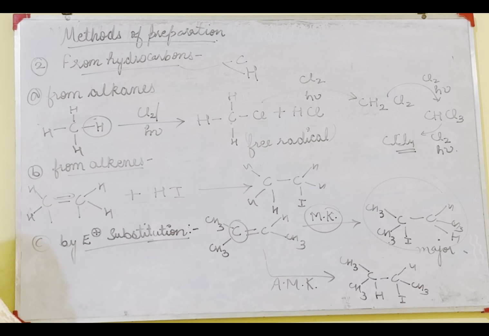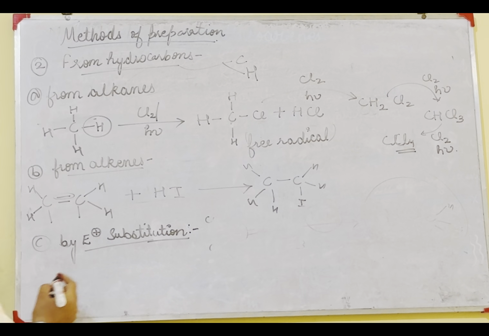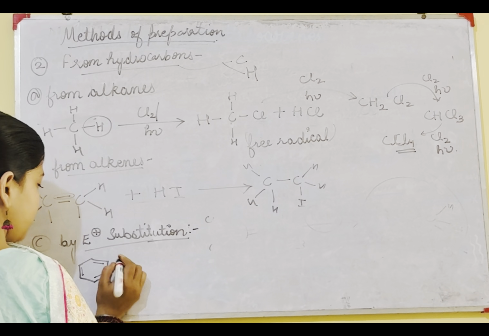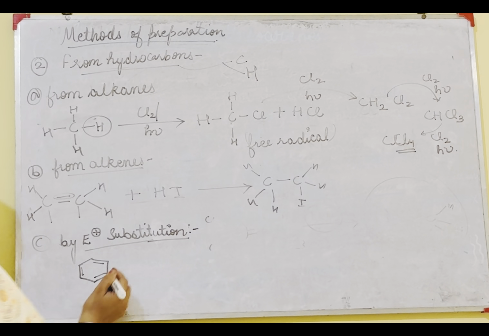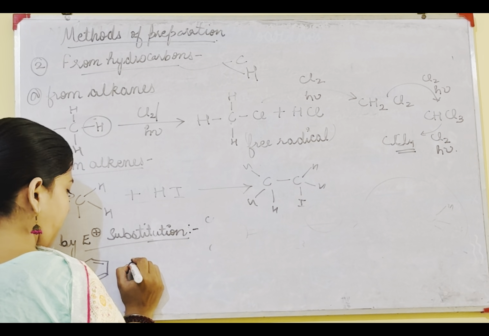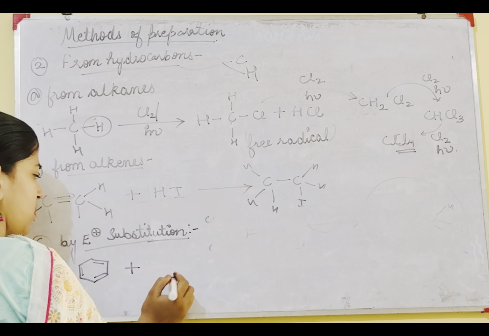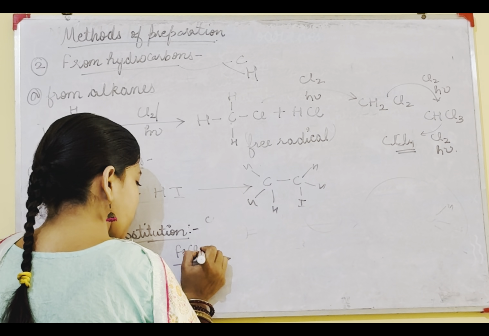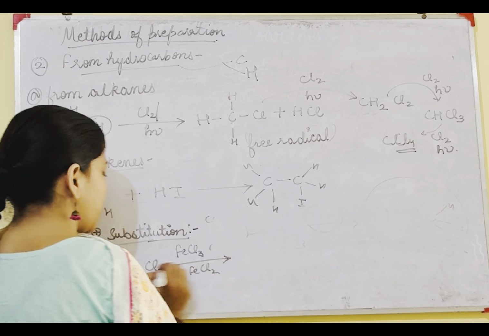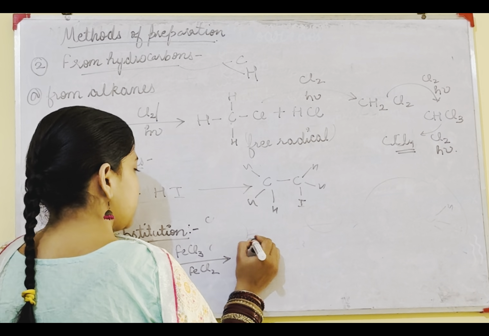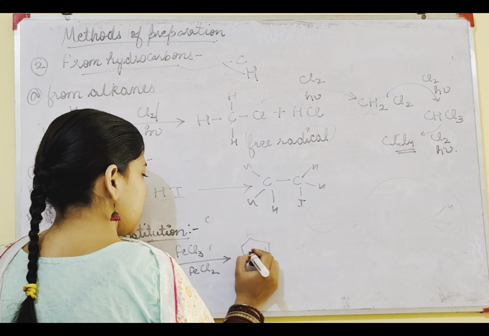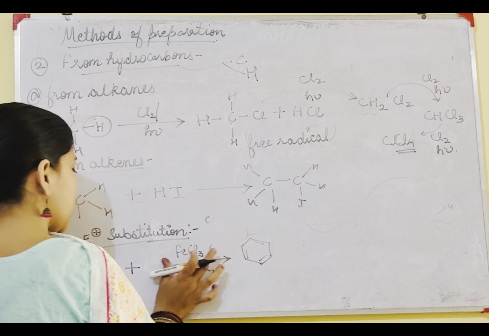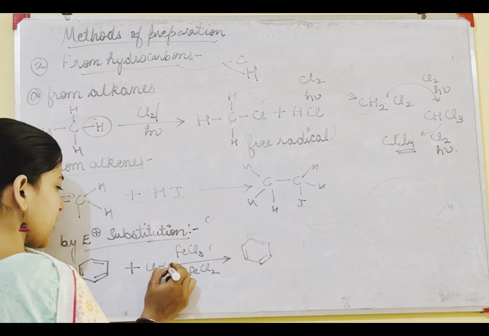Now come to electrophilic substitution. This will take place in benzene, or you can say on alkene also, plus Cl2. In the presence of FeCl3, FeCl2, anything you can use, what will happen? Basically, what will happen here? This is Cl and this is Cl.